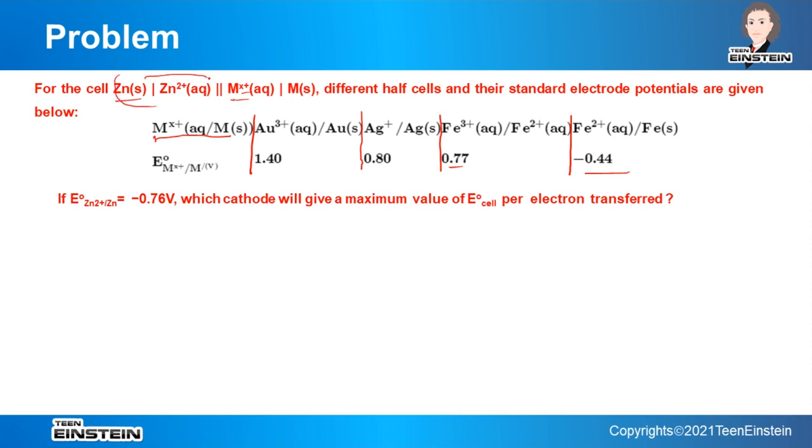On the anode side there is zinc, so there will always be oxidation, but on the right-hand side there is the cathode, and in the cathode there may be different types of metal. So we have to find out which cathode, because the cathode is changing and the anode is fixed. This is the anode, which is fixed. As the cathode is changing, which cathode will give the maximum value of E0 cell per electron transfer?